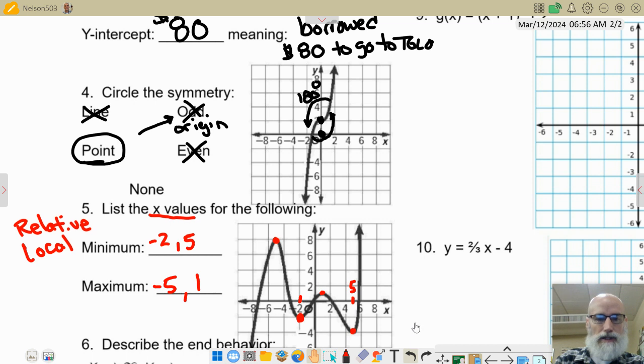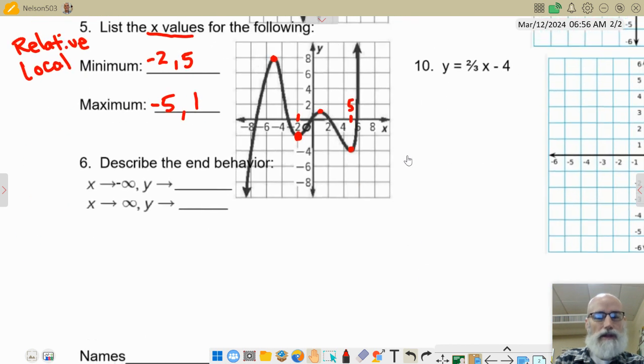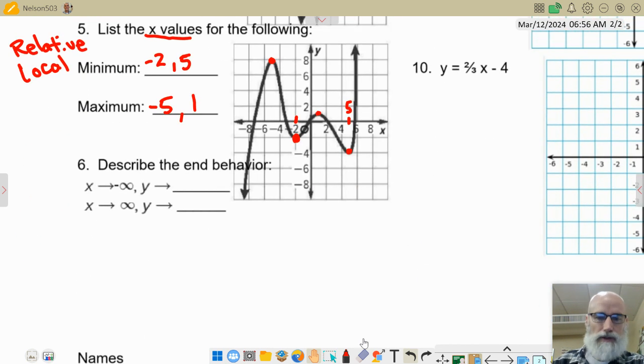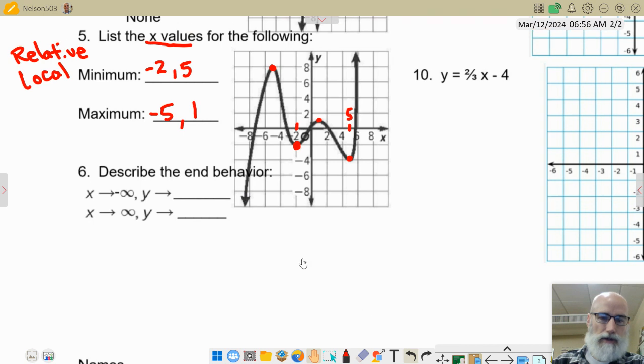Here comes number 6. Describe the end behavior. The end behavior is these arrows right here. Okay, so let me highlight the arrows. Going down, going up. Okay, so as x goes to the left, as x goes this way, where is the y going? Down to negative infinity. Okay, as x goes to the right, where is the function? It's going up toward positive infinity. Okay, boy, I hope I'm making that clear.